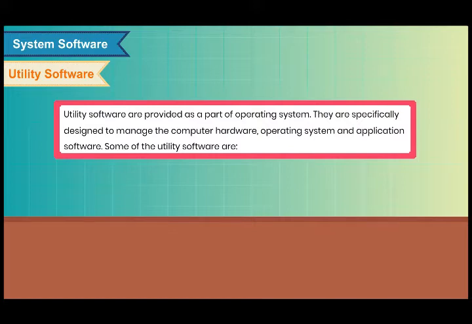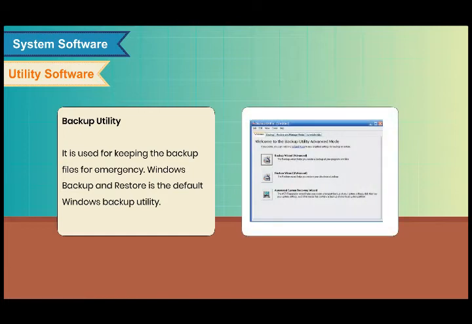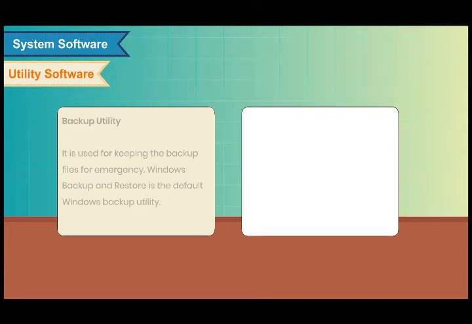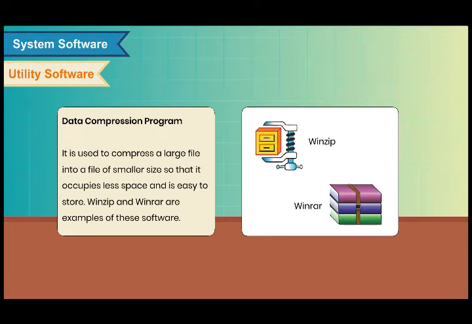They are specifically designed to manage the computer hardware, operating system, and application software. Some of the utility software are backup utility. It is used for keeping the backup files for emergency. Windows Backup and Restore is the default Windows backup utility. Data compression program. It is used to compress a large file into a file of smaller size so that it occupies less space and is easy to store. WinZip and WinRAR are examples of this software.